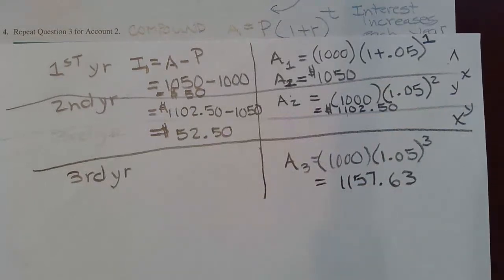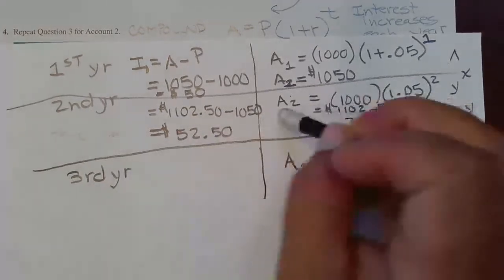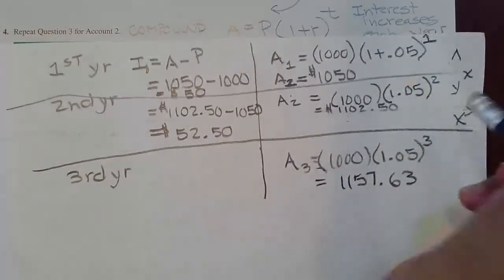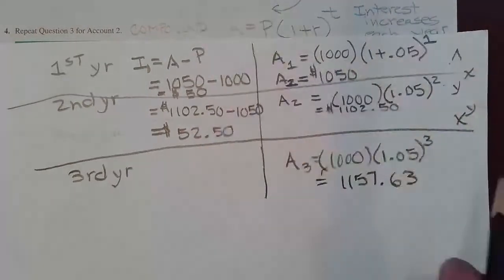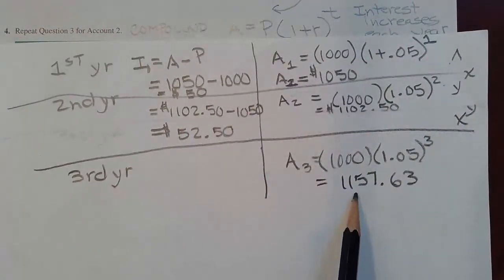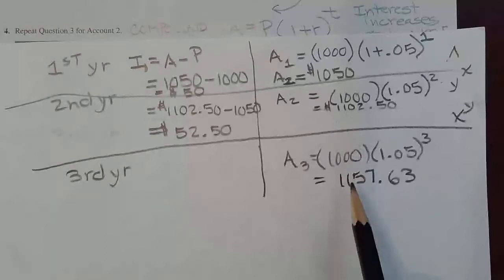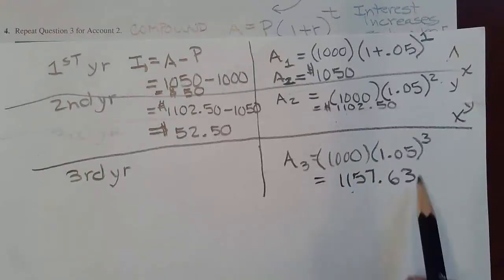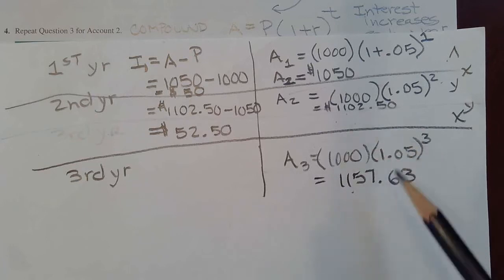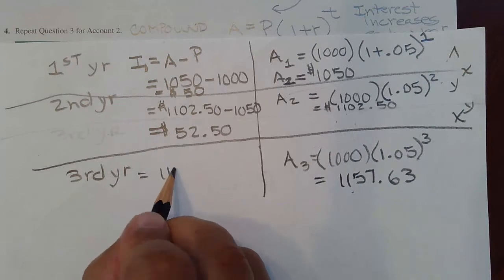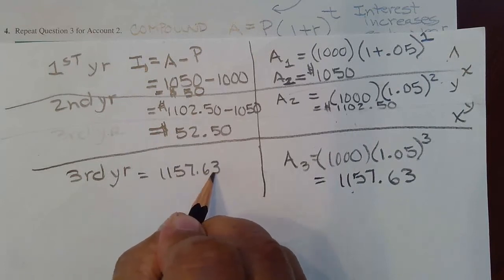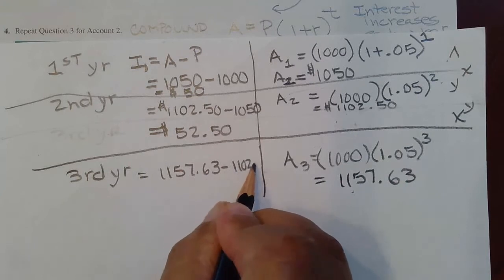1,157.63. So if you want to know how much brand new interest you have earned in going from year 2 to year 3, what you could do is say, okay, where am I right now as far as how much is in my account? I could subtract where I was at the end of the second year, and that'll be how much brand new interest the bank has paid me. You're not adding anything to this account, but the bank is. So the only way it can go up, which is called interest, is finding out the difference between what you had last year and this year. So 1,157.63 minus 1,102.50.